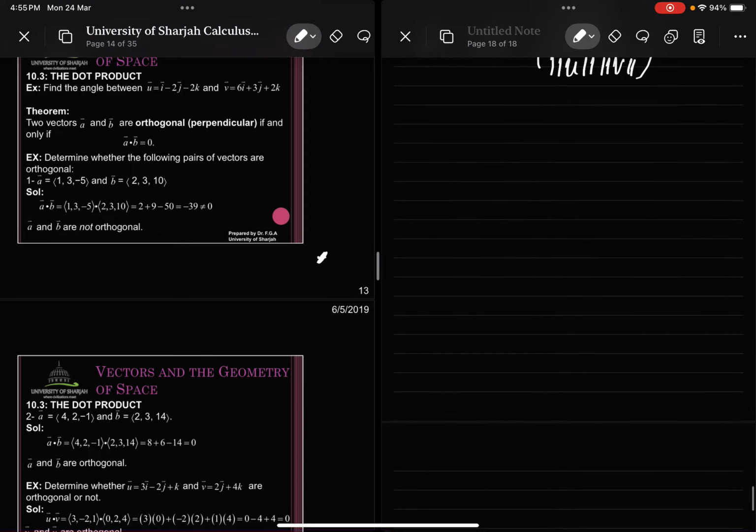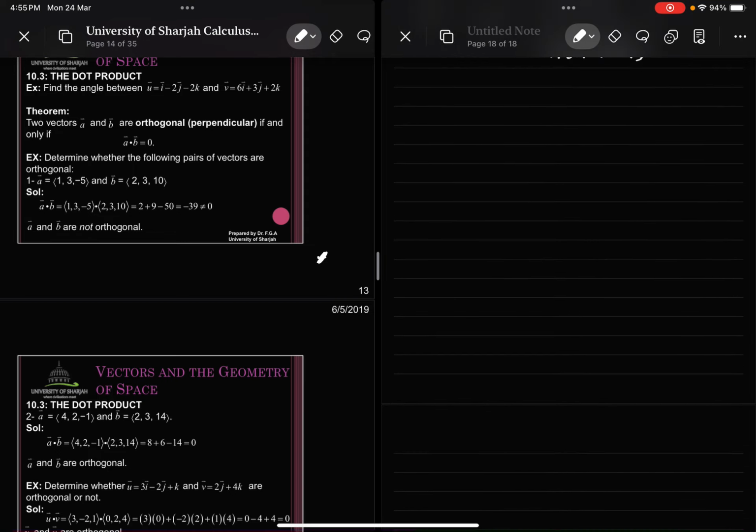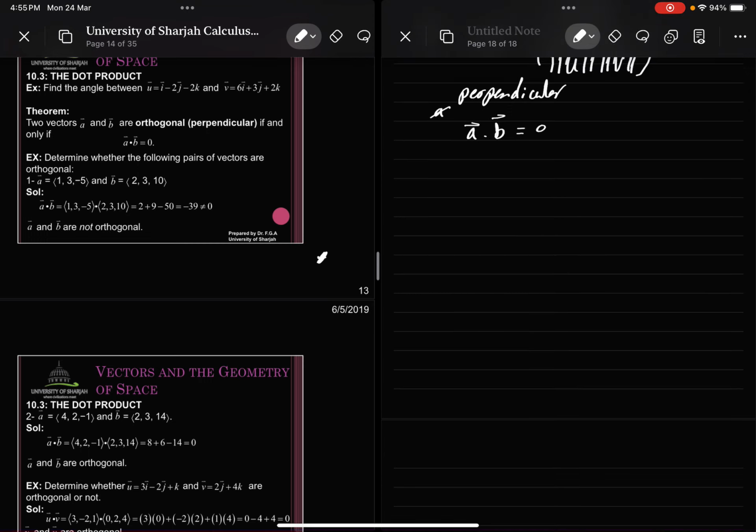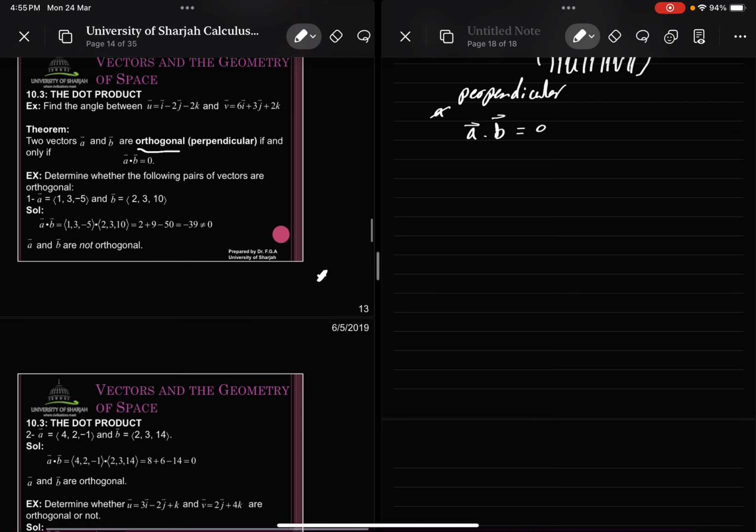Theorem: two vectors A and B are orthogonal or perpendicular if A dot B equals 0, as they call it orthogonal, perpendicular, which is vector A dot vector B equals 0, or when the angle is pi over 2.